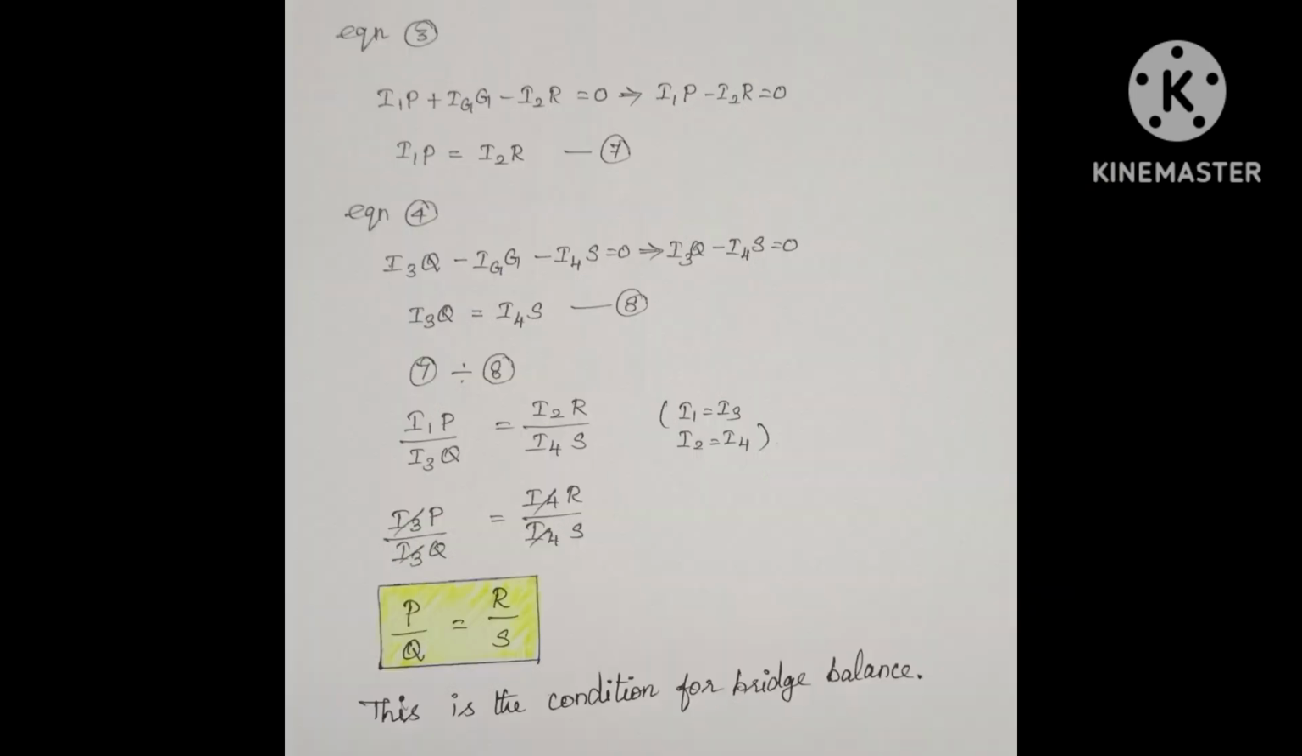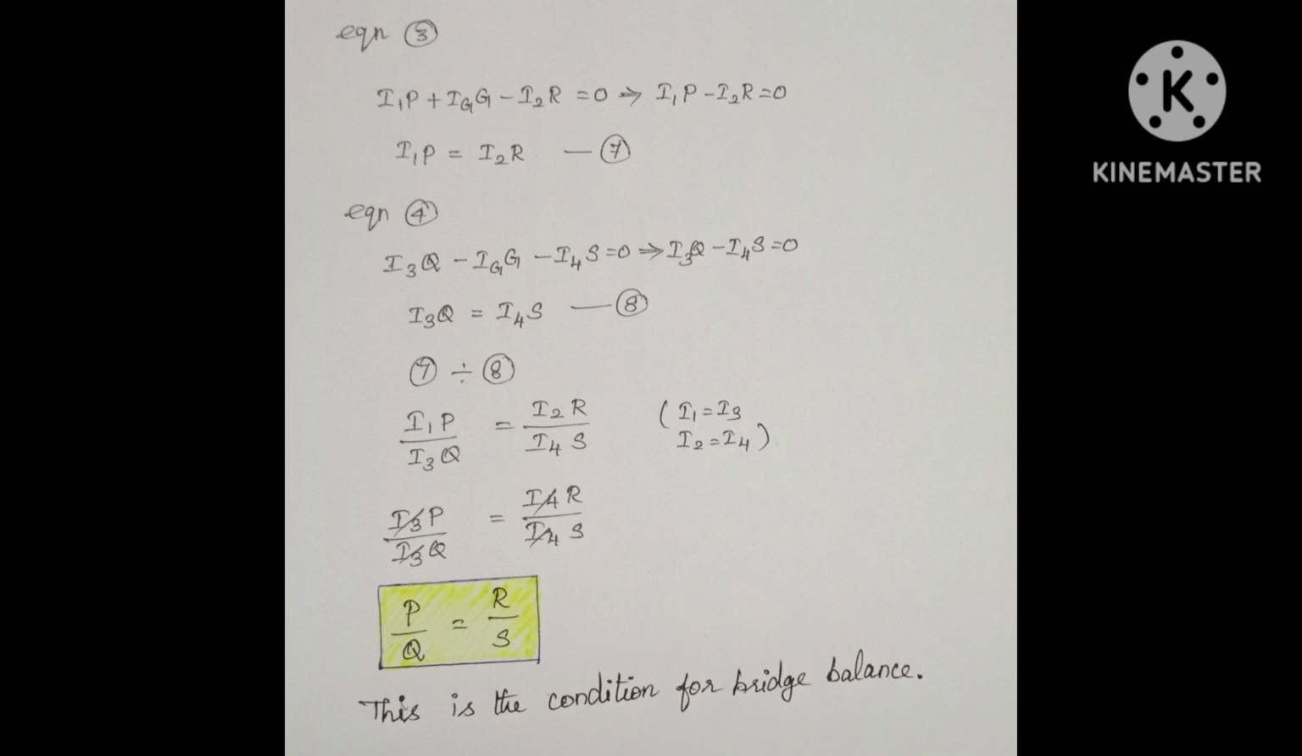In the third equation, substituting 0 for Ig, we get I1P equal to I2R. This is the seventh equation. In the fourth equation, substituting 0 for Ig, we get I3Q equal to I4S. This is the eighth equation. Seventh equation divided by the eighth equation: I1P by I3Q equal to I2R by I4S.